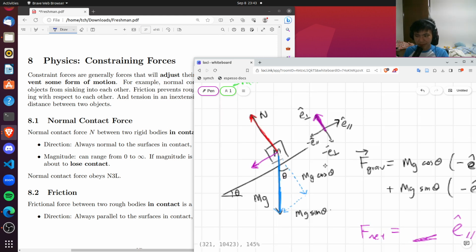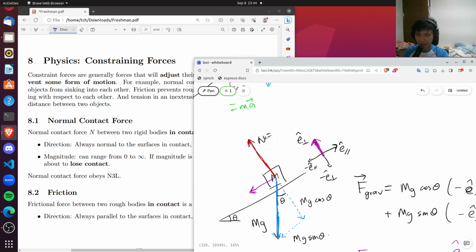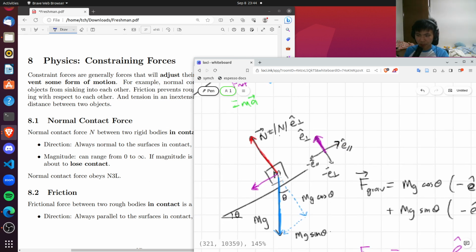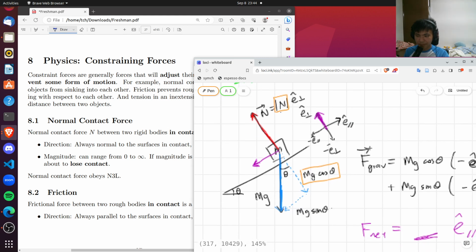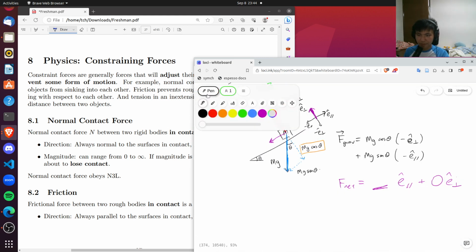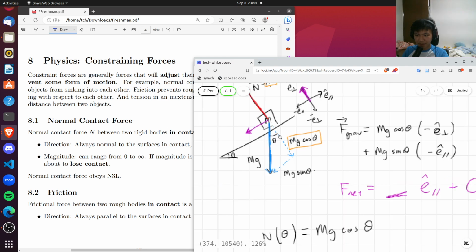And we see that because we chose a good basis over here, the normal contact force is just N times E perpendicular hat. The normal contact force only has a perpendicular component. So if we want the perpendicular components to vanish, we necessarily must have that mg cosine theta must equal N. So that is our first relation. Now we've essentially found the normal contact force as a function of theta.